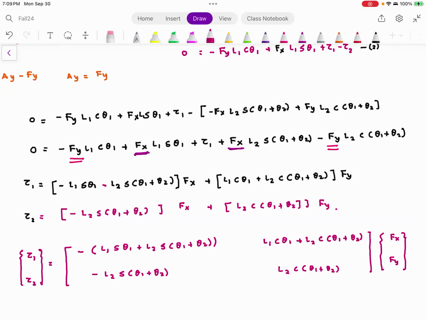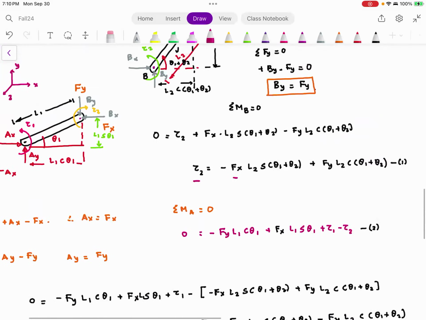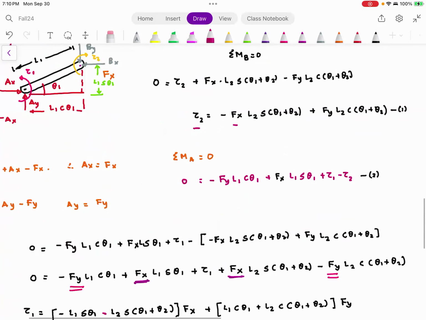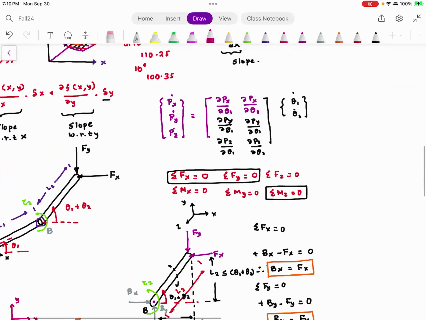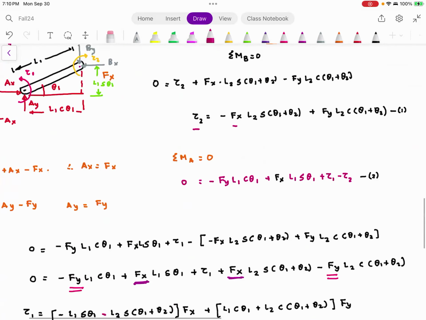Can anyone tell me what that matrix is? Transpose of the Jacobian. So if you look at the Jacobian that we have derived, where did we derive the Jacobian? We derived the Jacobian here. This is the transpose of the Jacobian.